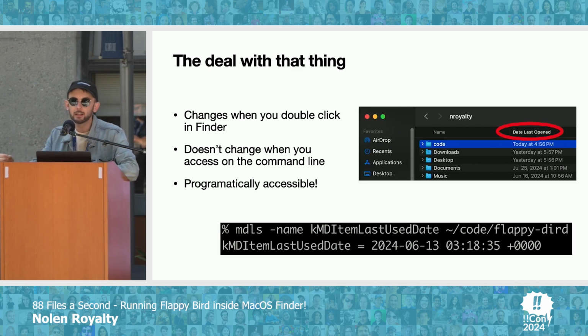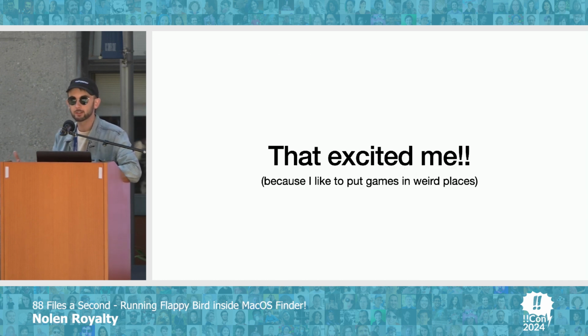So I investigated the deal with Date Last Opened, and what I found was that it changed when you double-clicked a thing in Finder, but it didn't change when I accessed that directory on the command line or when I renamed files inside it. I also found that with mdls, it was programmatically accessible. And that all really excited me because I like to put games in weird places. So I'll show you what I mean.